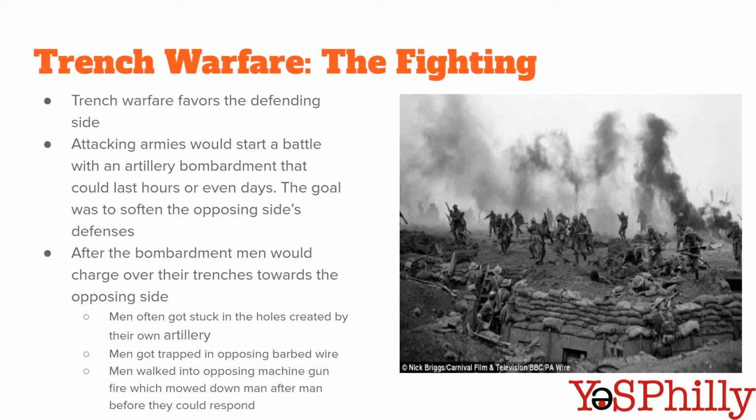Now, after this bombardment, men from the attacking side would go over the trenches and attack. But the problem was, men often got stuck in the holes that were created by their own cannons. Men got trapped in opposing barbed wire. And men often walked into opposing machine gun fire, which just mowed them down, man after man after man. Because remember, you're up and charging, and everybody's waiting for you with their gun to shoot you. And if they have a machine gun, they can shoot multiple people at once. They can just mow down you and all your friends because you've got to charge over the hill towards the trench.